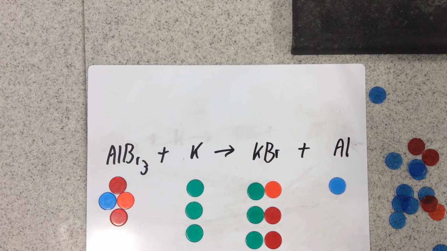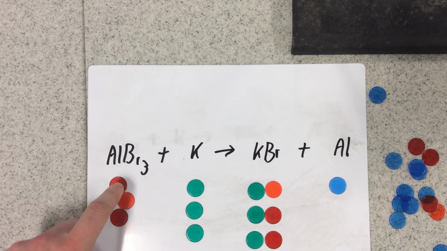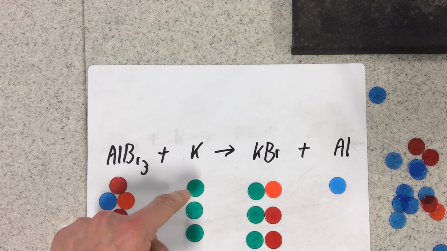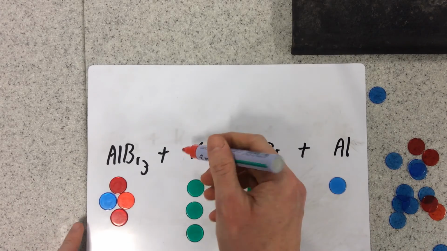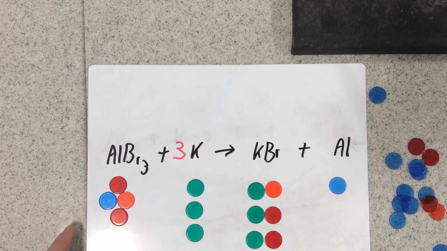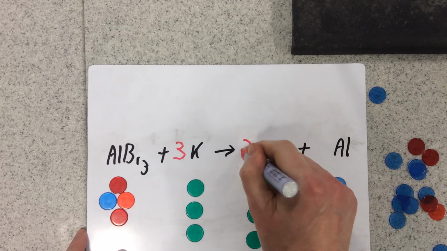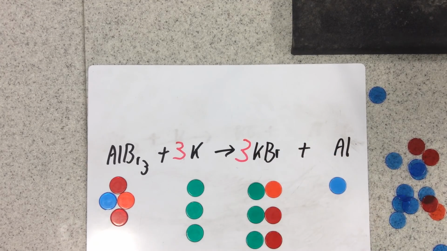There we go. So how many aluminium bromides have we got? Well, we've got 1, so we don't need to put a number there. How many potassiums? We've got 1, 2, 3, so we are going to put a number there. We've got 1, 2, 3 potassium bromides, so we've got a 3 there, and we've just got 1 aluminium, so we leave it as it is.